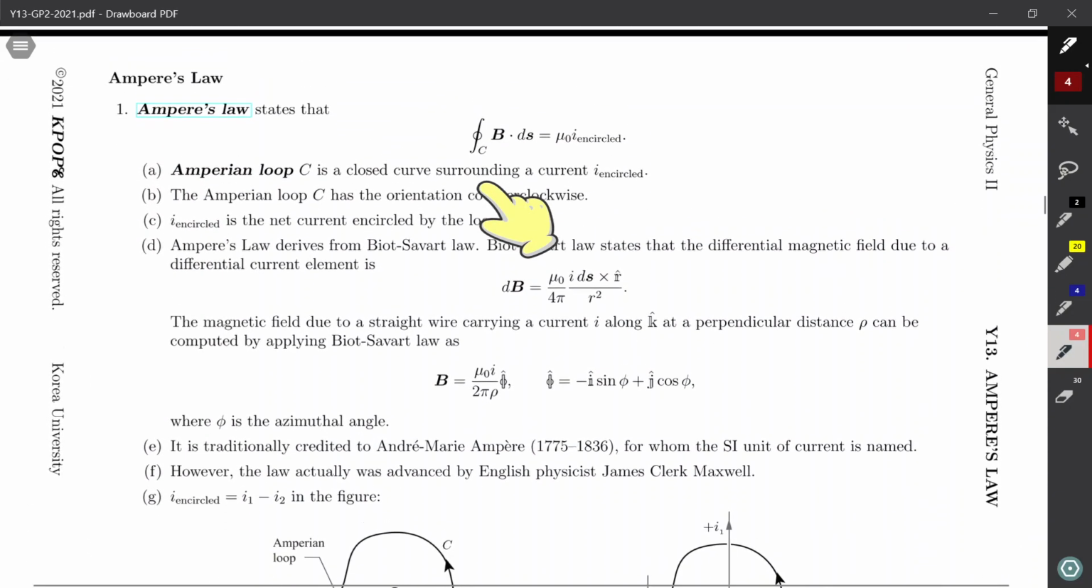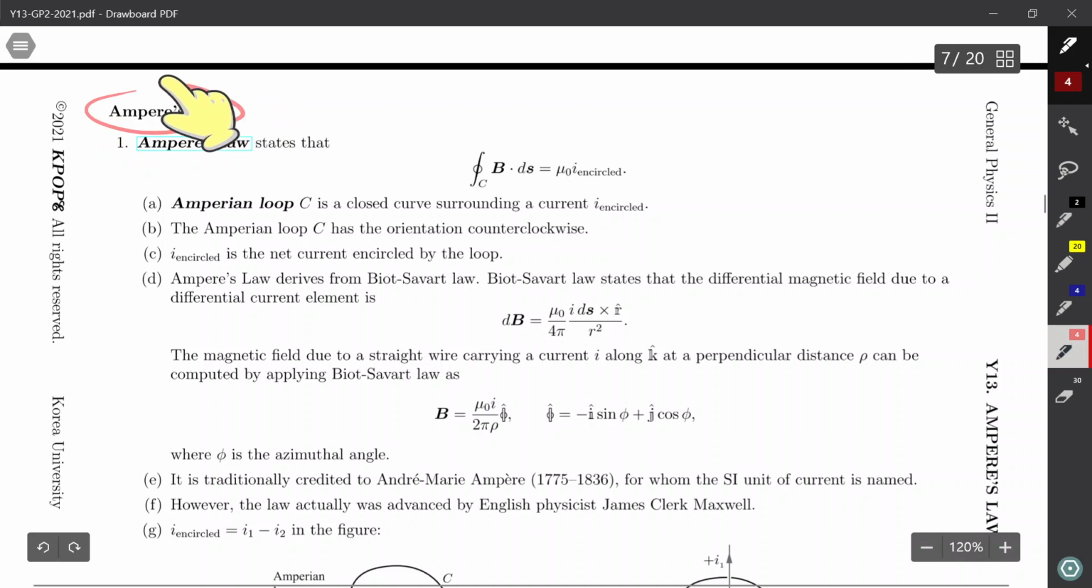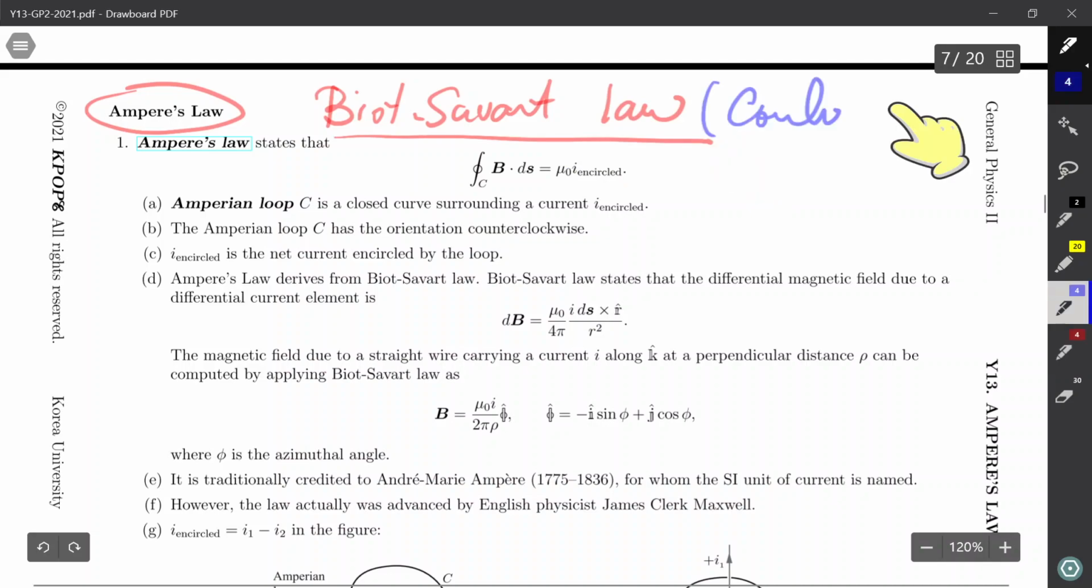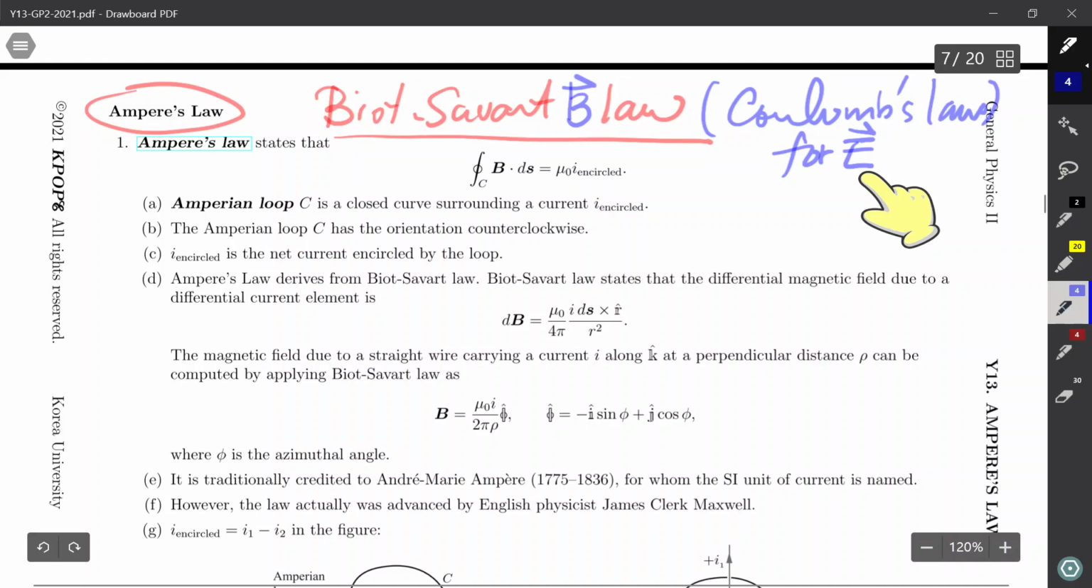Next, we consider Ampere's law. Ampere's law is equivalent to Biot-Savart law. Biot-Savart law is like Coulomb's law. Coulomb's law is for the E field, and Biot-Savart law is for the B field. The direct calculation is of the B field and the direct calculation of the E field.